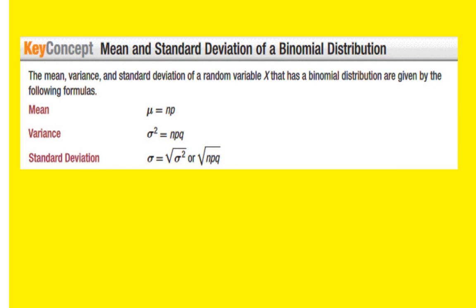The last thing we're looking at here is the mean and standard deviation of a binomial distribution. So the mean, variance, and standard deviation of a random variable x that has a binomial distribution are given as follows. So mu is equal to n times p. Remember, p is the probability of success. Now, these are different formulas, but they are equivalent to the ones that we've just found. So if you forget them, it's okay, but these are actually easier formulas. So this is just the number times the probability of success.